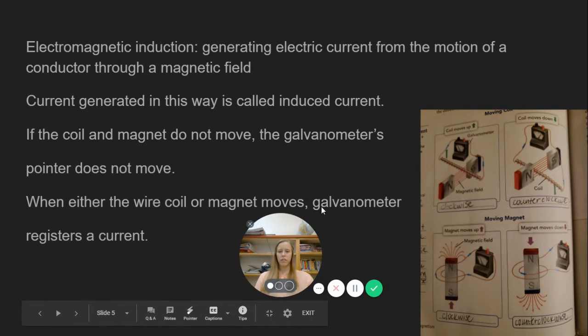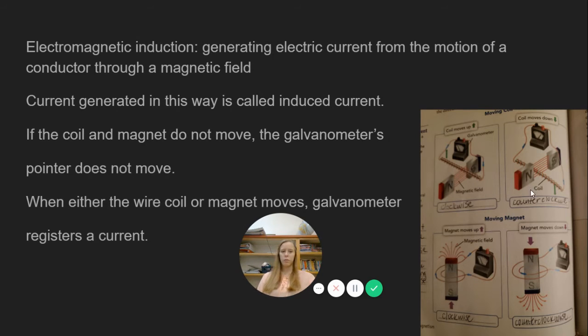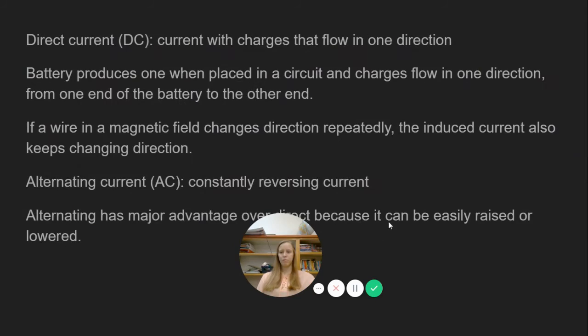So let's look at this picture over here. The first one, the coil is moving up, and then the pointer moves clockwise. If the coil moves down, the pointer moves counterclockwise. The magnet moves up, it moves clockwise, and the magnet moves down and it moves counterclockwise. So as long as one of them moves, the galvanometer registers a current.